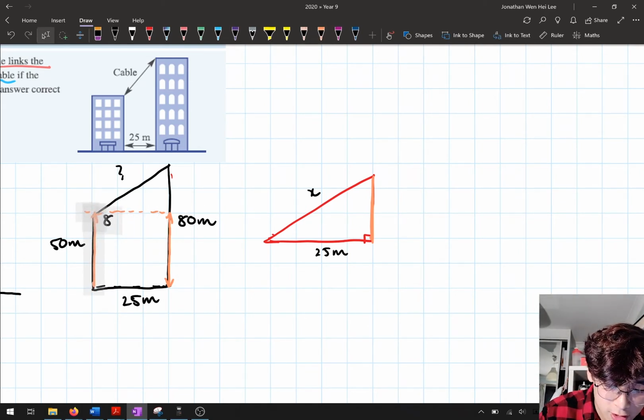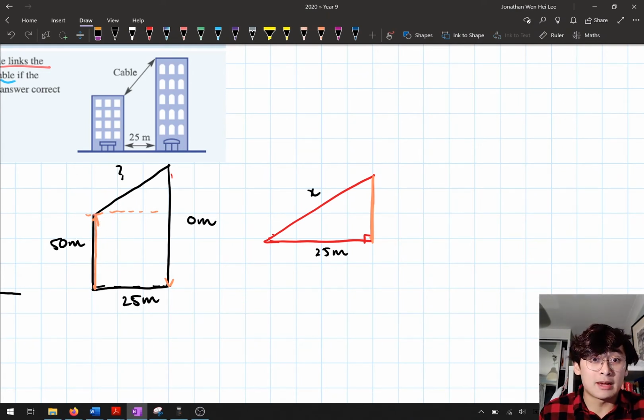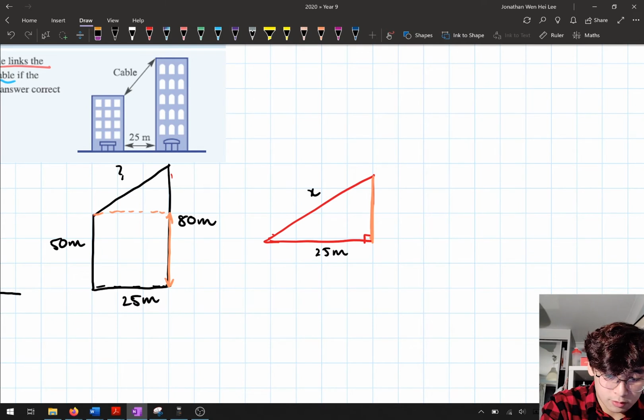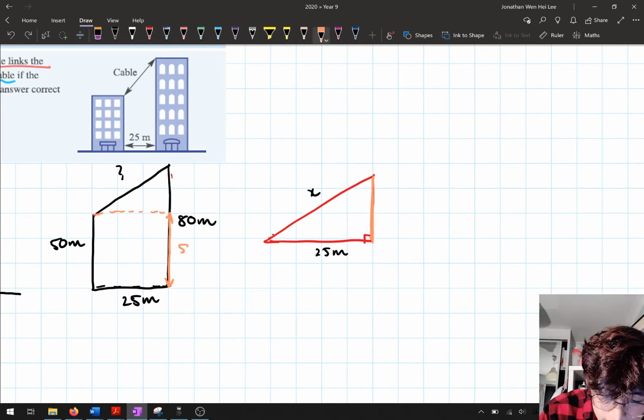Because if you have a look, I'm going to match it across, and I drag the 50 across. That's okay. That's my 50 meters. And so I know that this length over here is 50 meters.